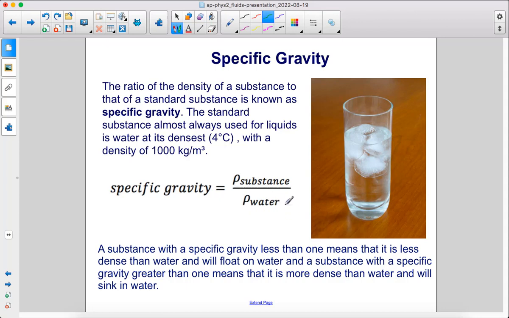A substance with a specific gravity less than 1 means that it is less dense than water. So this number ends up being smaller than the denominator. So this entire fraction ends up being less than 1, right? It could be 0.7, 0.8. That means that the substance is less dense than water. It will float on water. And a substance with a specific gravity greater than 1 means that the numerator must be greater than the denominator, which means that the substance is more dense than water and will sink.